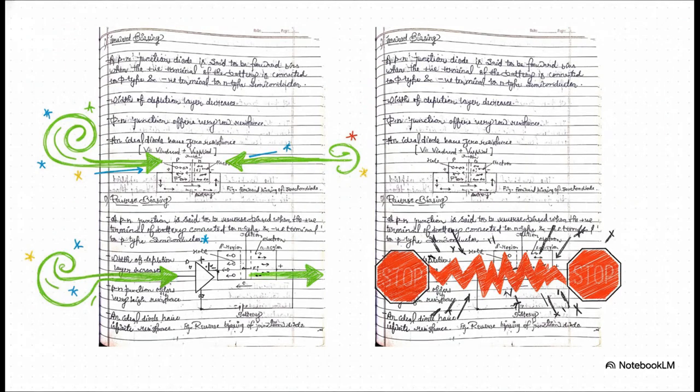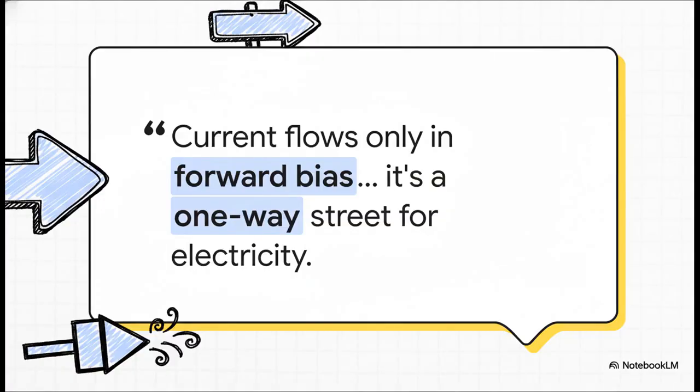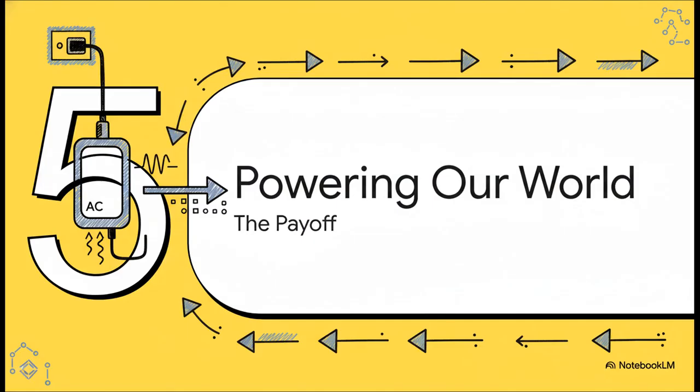You can see the mechanism perfectly right here. In forward bias, the path is clear. Resistance is super low, everything flows. But in reverse bias, that depletion region gets wider. Resistance shoots way up, and the flow just stops. It's a perfect one-way switch. I mean, the source material puts it perfectly. Current flows only in forward bias. In other words, it's a one-way street for electricity. That is the entire trick. A one-way gate.